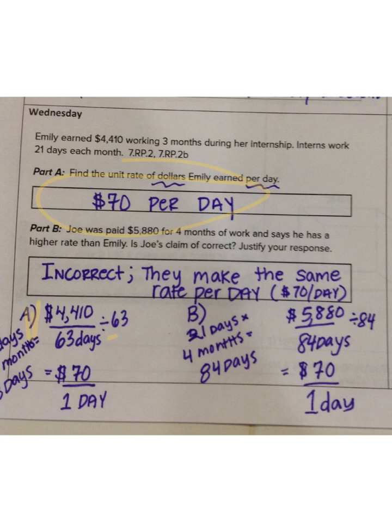Second part, again, I did the same conversion. I can't just put 5,880 over 4 months because you have to account for the days. So 21 days times 4 months is 84 days. And I divided by 84 days and got 7 days a week. Or I'm sorry, $70 a day. So Joe's incorrect because they make the same rate per day.